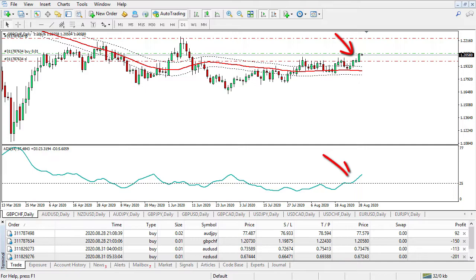And the blue line of the ADX indicator has also crossed above the horizontal line which was placed at its 25 level mark, signaling to us that the bullish trend which we just identified on the daily time frame of this currency pair has got the potential to become a pretty strong trend.